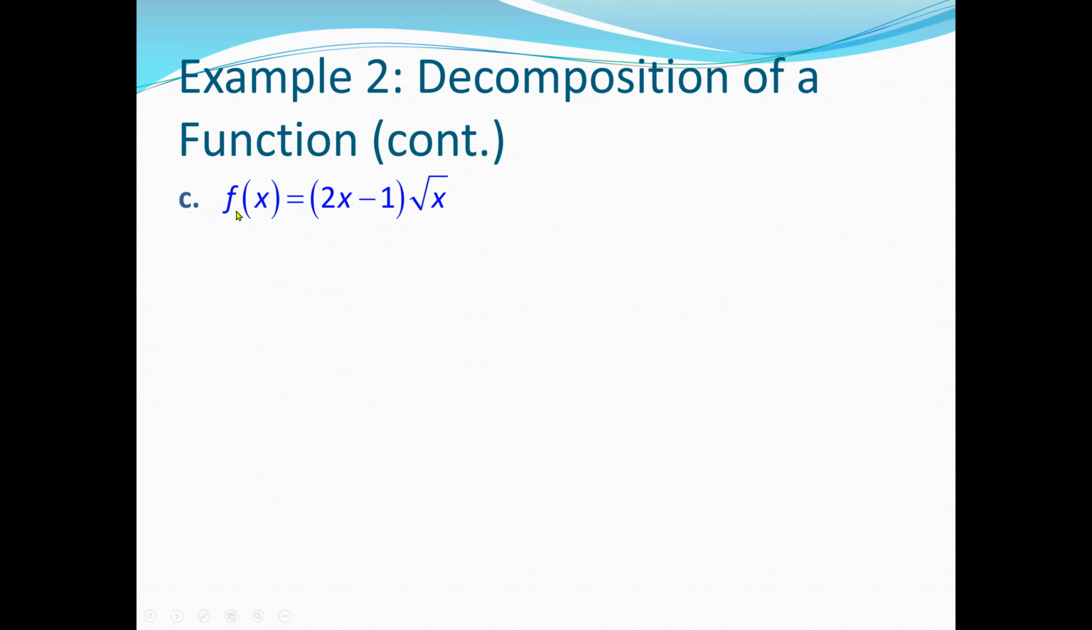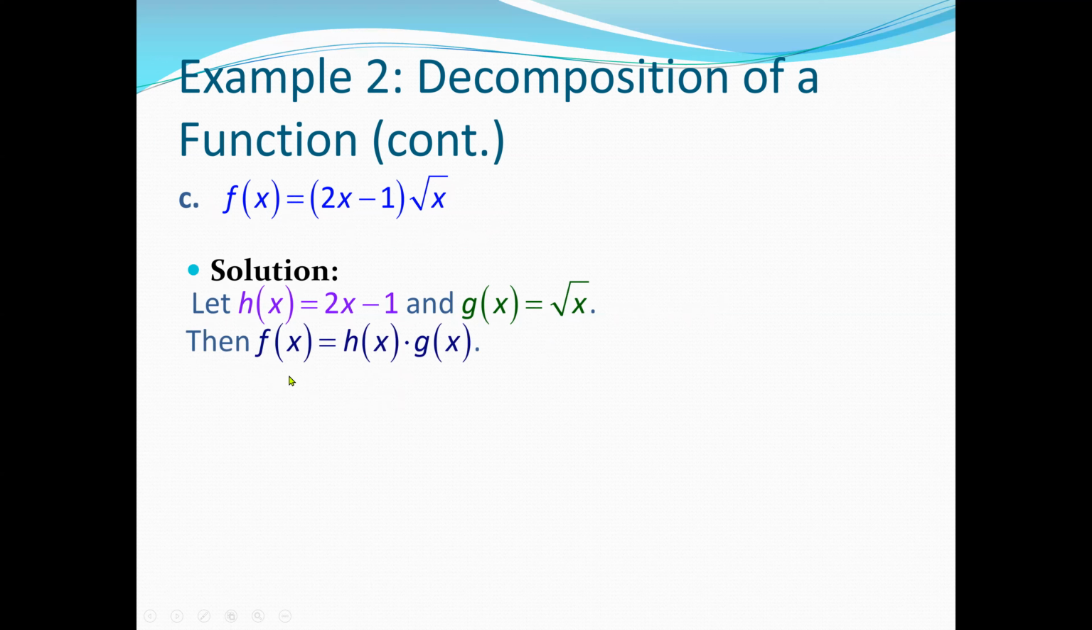Let's see the next example, f at x equal to 2x minus 1 times square root of x. So again, we are doing decomposition. We can break this function into two. We can represent 2x minus 1 as one function, then square root of x as a second function. So we say h at x equal to 2x minus 1, then g at x equal to square root of x. So f at x is equal to h at x times g at x.